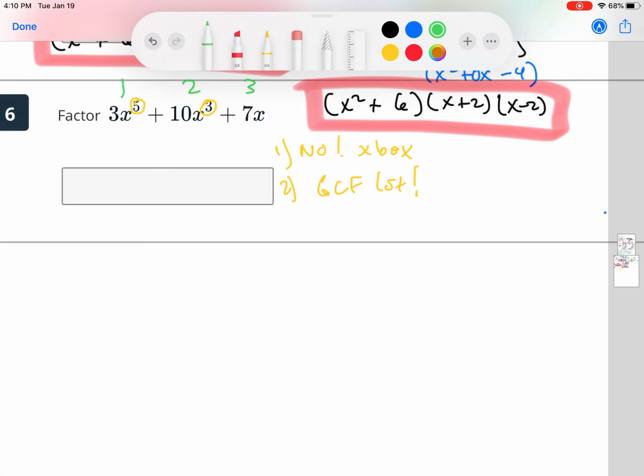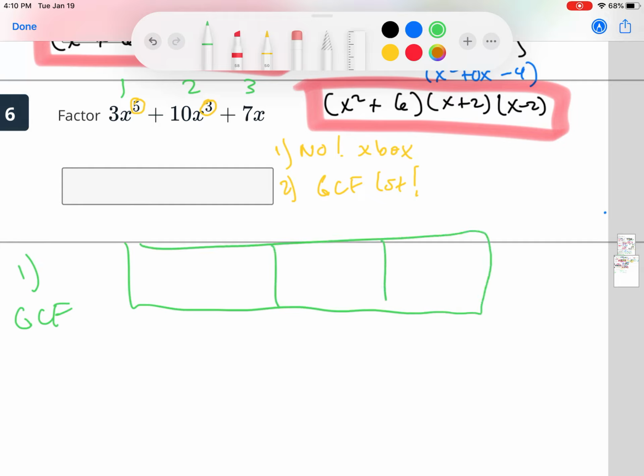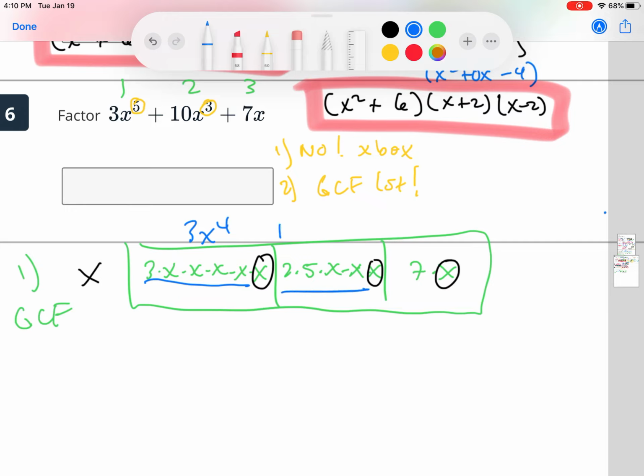So again, you can do a strategy. I'm just going to place it in a big box with 3 bins because I have 3 times x times x times x times x, and 2 times 5 times x times x times x, and 7 is 7 times x. Do they have anything in common? They have 1x. So my GCF is x. And then what's left is this, 3x to the 4th plus 10x squared plus 7.